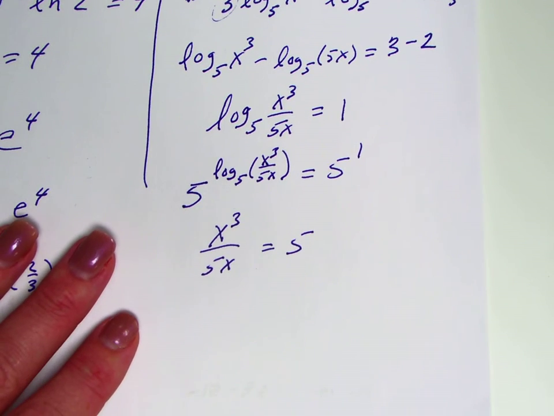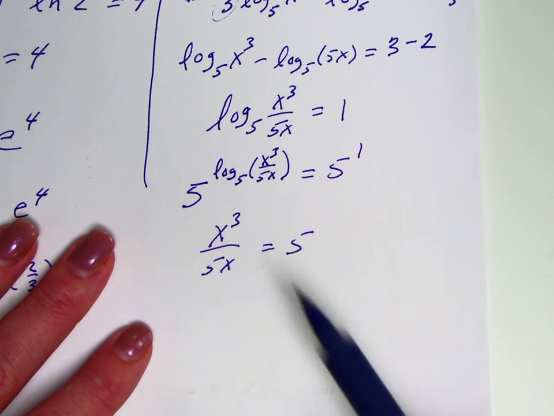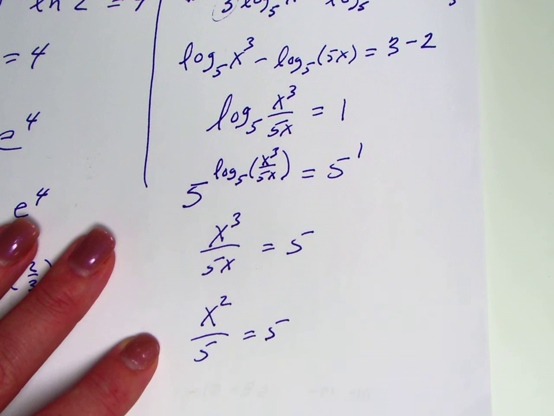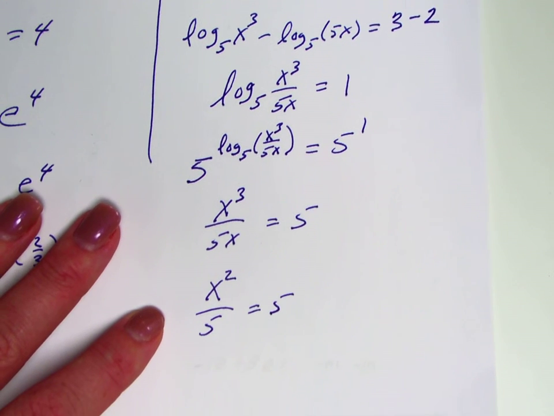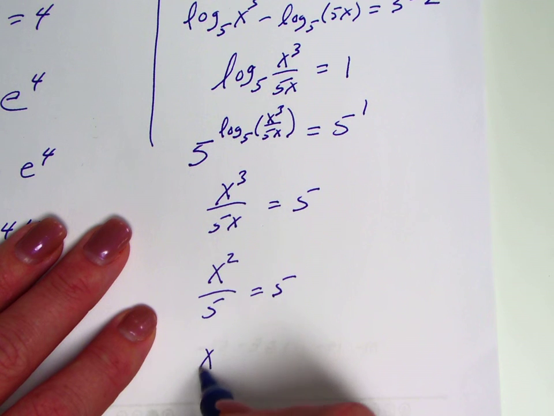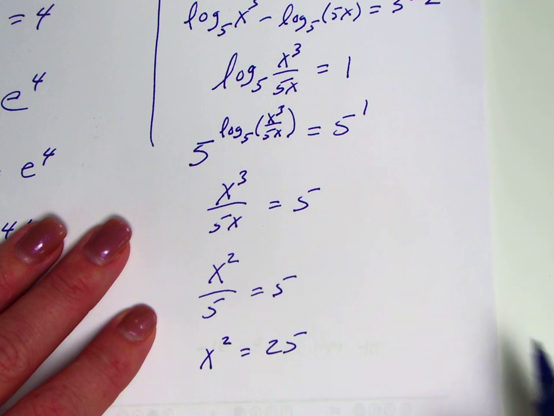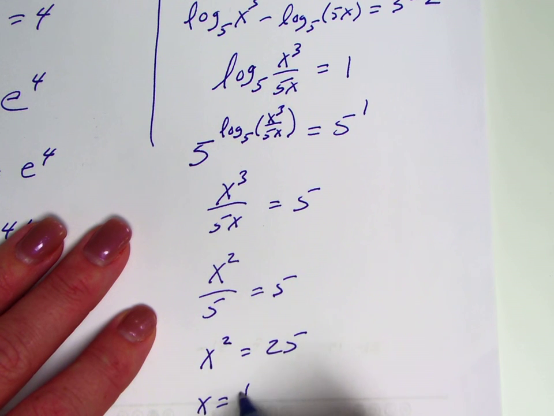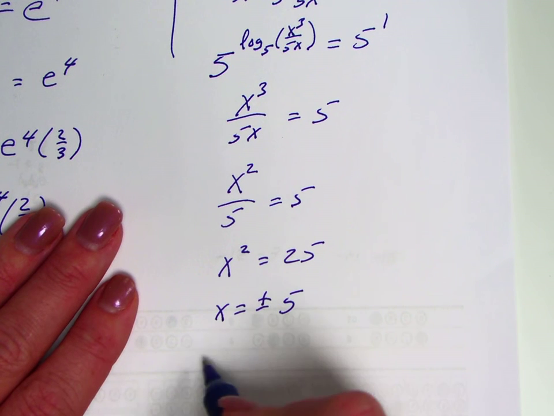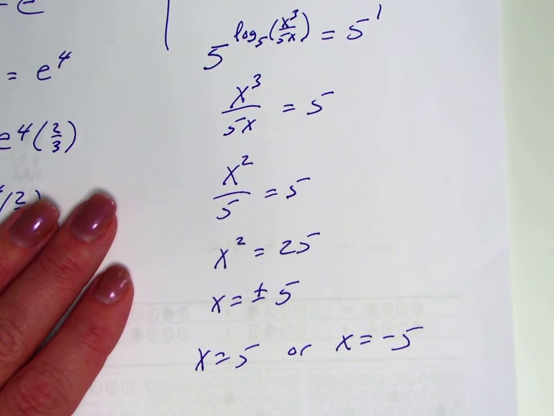So we can reduce this, right? We have x to the third on top over x, so we know that reduces to x to the second. So we have x squared over 5 equals 5. Multiply both sides by 5 to get rid of the 5 in the denominator. So we get x squared equals 25. And then take the square root of both sides and we get x equals plus or minus 5. So that means x equals 5 or x equals negative 5.